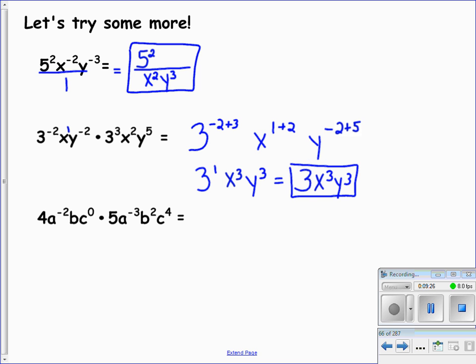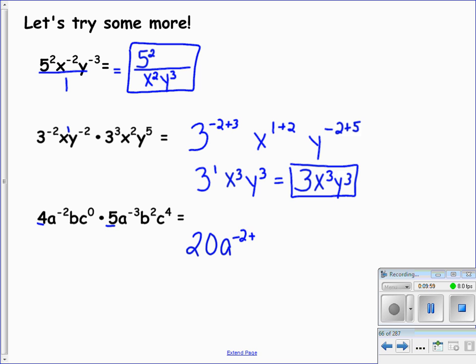You could keep it as 3 to the 1st power, but please recognize 3 to the 1st is equivalent to 3. Now let's take a look at the last one. So I have many different variables going on, but it's still a monomial times a monomial. So nobody is raised a power to a power. I can just look at the bases, keep them, and add my exponents. Let's do the coefficients. 4 times 5 is equal to 20. A to the negative 2nd times a to the negative third.